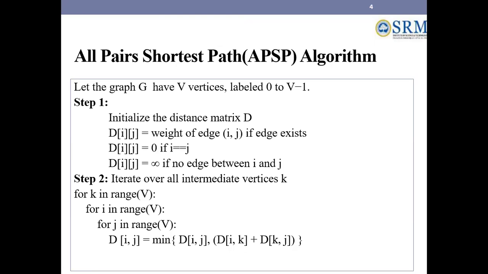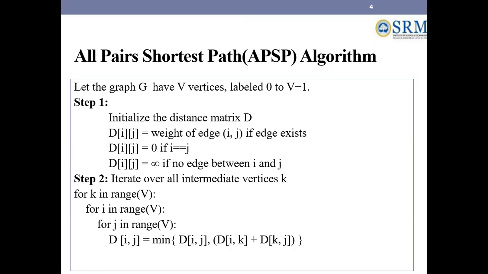So what is the formula? There are 3 for loops. K in range V, I range 1 to V, J range 1 to V, or 0 to V minus 1. The distance between the vertices I and J is equal to the minimum of D of I comma J, which is the value we already have, or the path through node K. We are finding the shortest: I to K, K to J. So the distance between I and J is taken, and another value is through node K, I to K, K to J. So we are taking the minimum value.